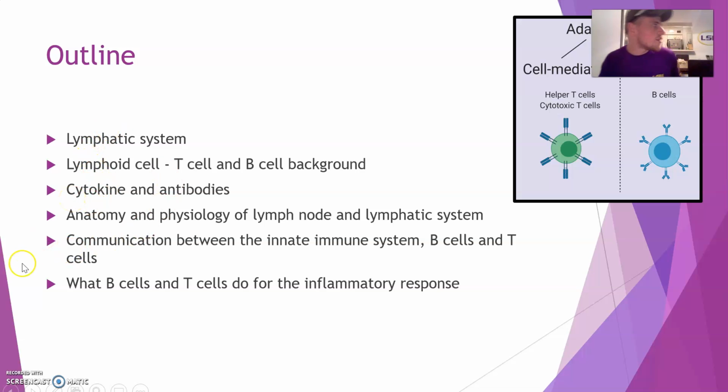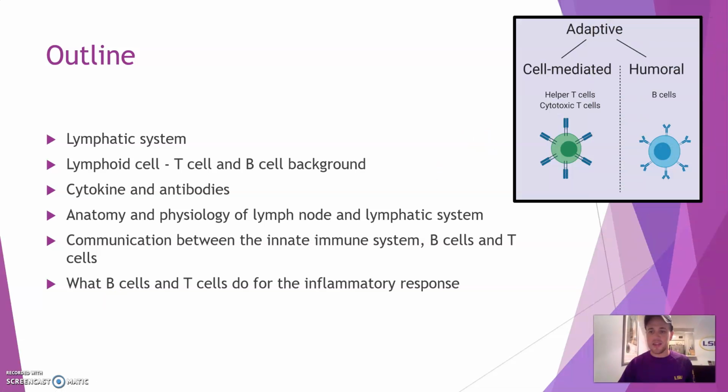Last video we went into the blood and how leukocytes are in the blood, how macrophages are in the blood, how neutrophils are in the blood and get recruited out, and that's the importance of the blood. But we're going to talk more about the lymphatic system here. There are certain cells in the lymphatic system called lymphoid cells. There are two different types of lymphoid cells, T cells and B cells. We're going to talk about those, and then what these cells make, which is cytokines and antibodies, respectively.